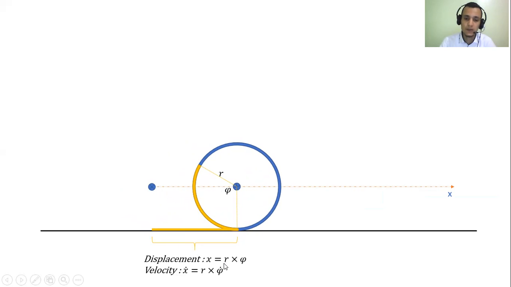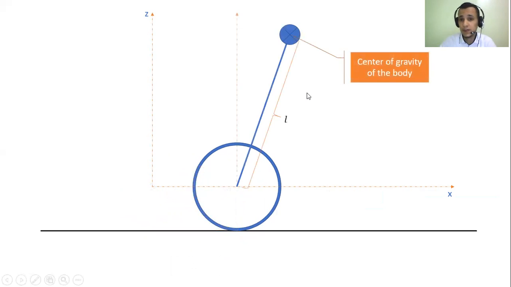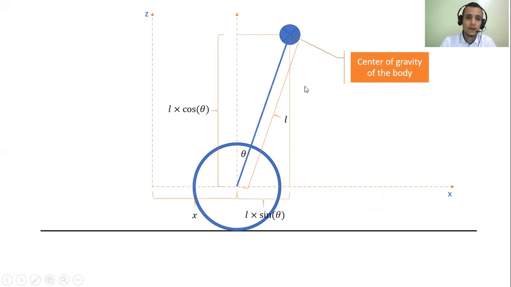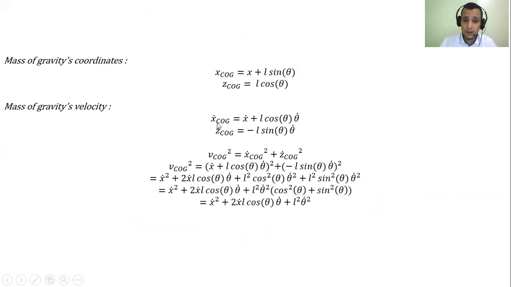So the position x is equal to r times phi, according to these mathematical relationships between the r and the phi, which is the angle being rotated. And these are the coordinates of the mass of the body. X is equal to x plus L sine theta. Z is equal to L times cosine theta. And to calculate the velocity of the center of gravity of the body, we derive the position, and we will get the velocity on the x-axis and the z-axis.